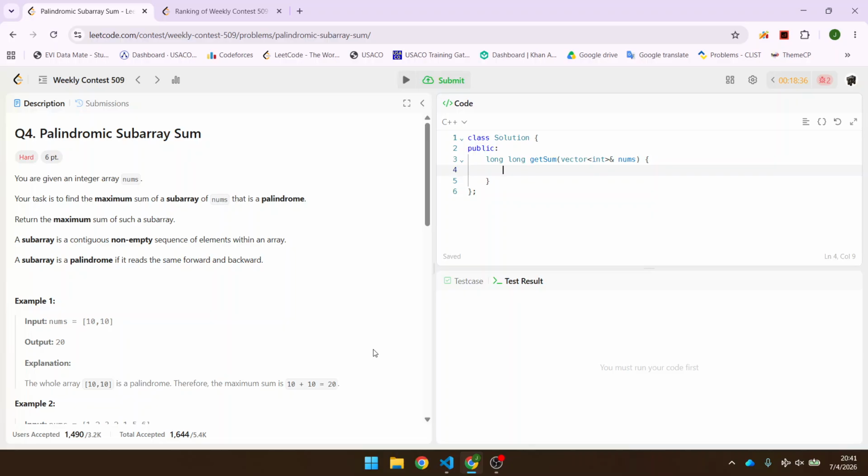You're given an integer array nums. Your task is to find the maximum sum of a subarray of nums that is a palindrome. Return the maximum sum of such a subarray. A subarray is a contiguous non-empty sequence of elements within an array. A subarray is a palindrome if it reads the same forward and backward.